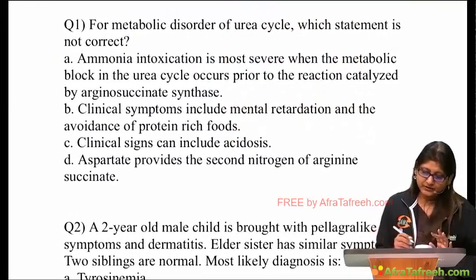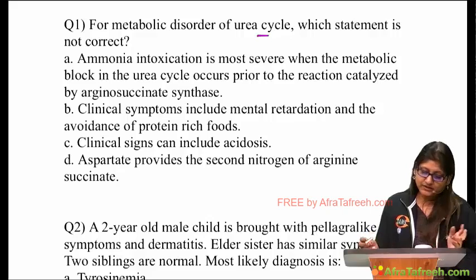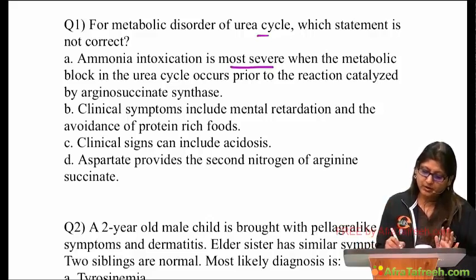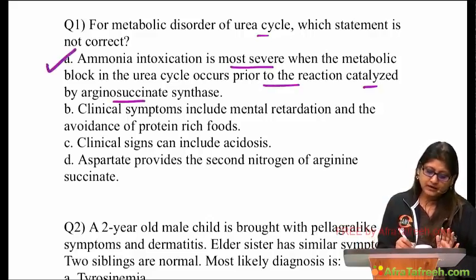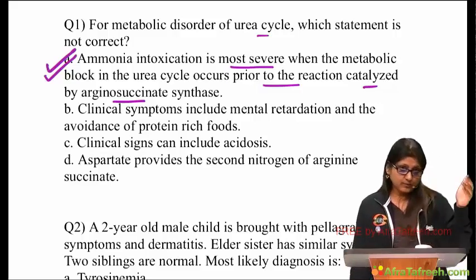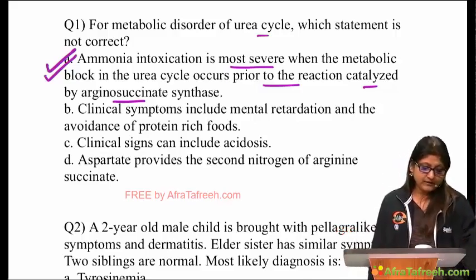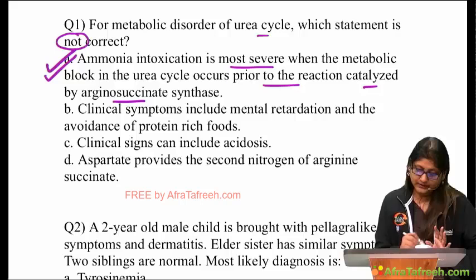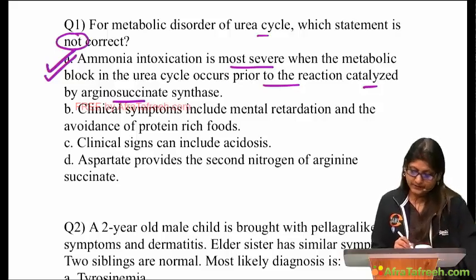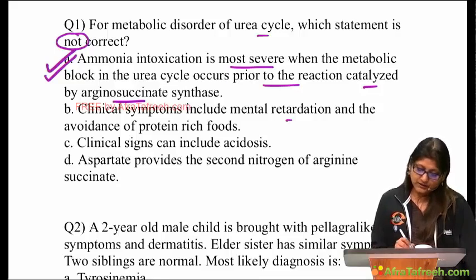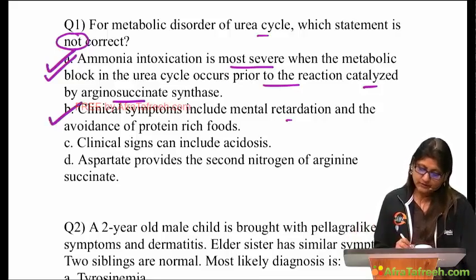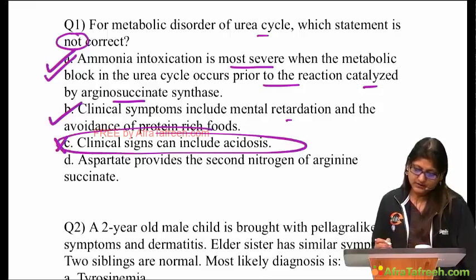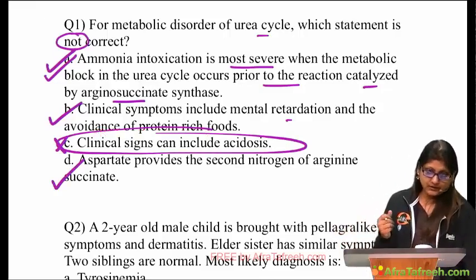Okay, now coming to the question: for metabolic disorders of the urea cycle, which statement is not correct? Ammonia intoxication is most severe when the metabolic block is prior to the reaction catalyzed by argininosuccinate synthase. The earlier the block, the more chances of getting frank ammonia in the blood. So this is a correct statement. We have to find the not correct statement. Clinical symptoms include mental retardation and avoidance of protein-rich food. This is also a correct statement. Clinical sign is not acidosis, it is alkalosis. So this is the wrong statement. This is the answer. And aspartate is the source of the second nitrogen in the urea cycle.